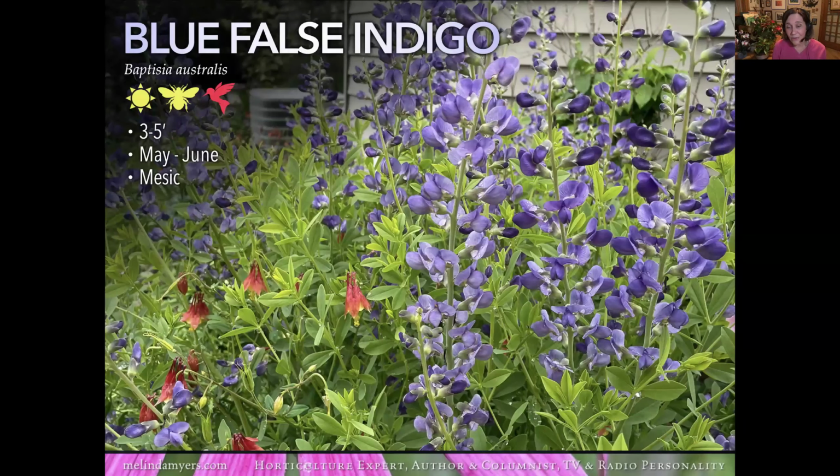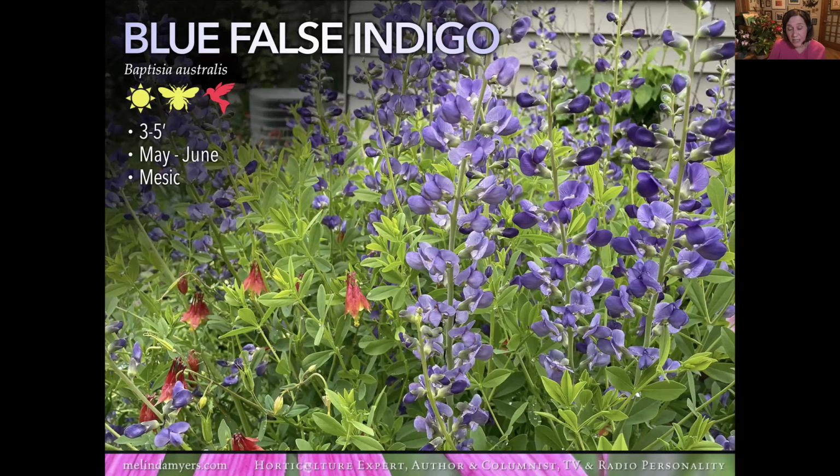Blue false indigo. This is one of my favorites. It's a native plant. It is big. That size is no exaggeration. Make sure you keep that in mind as you find a spot. I'm notorious for underestimating my plants, and I've had to move a few. These are hard to move because they have a tap root, but I've done it successfully, but you really don't want to have to do it. So give them room, 3 to 5 feet tall and wide.